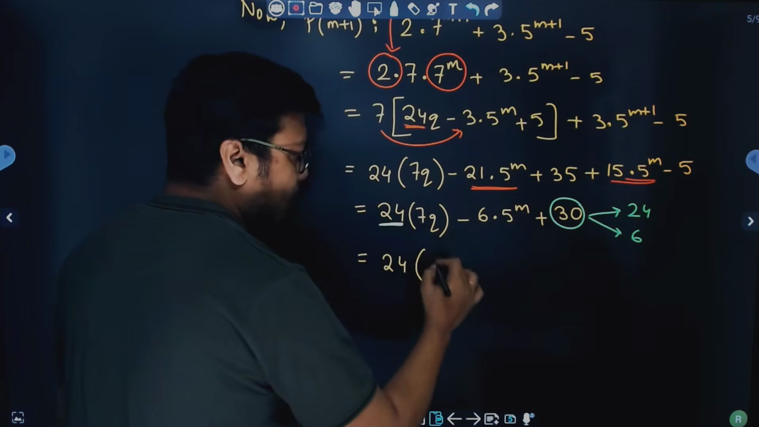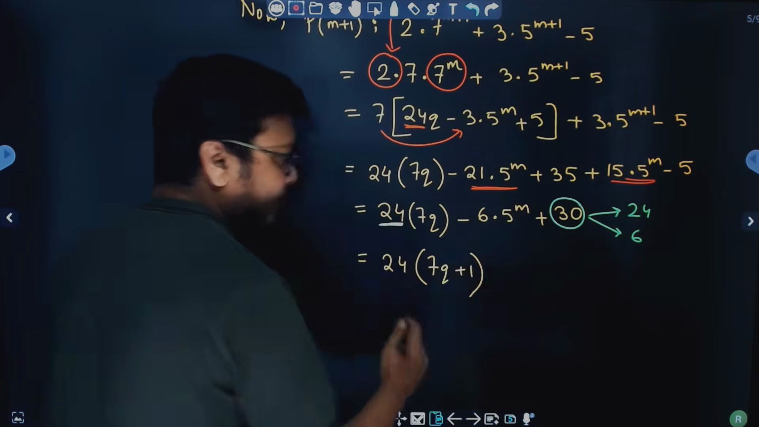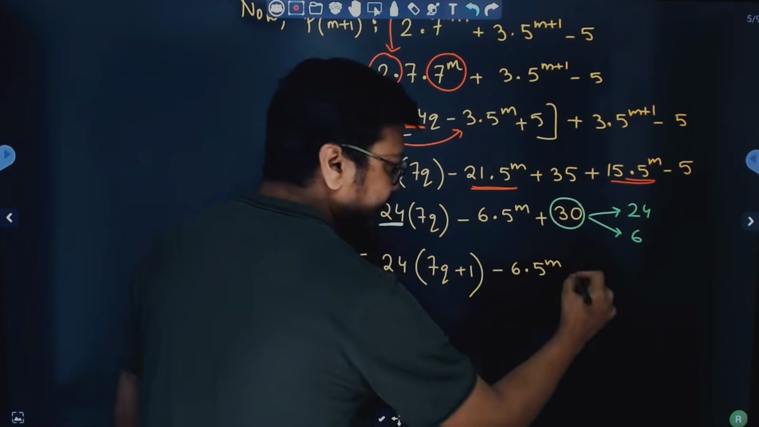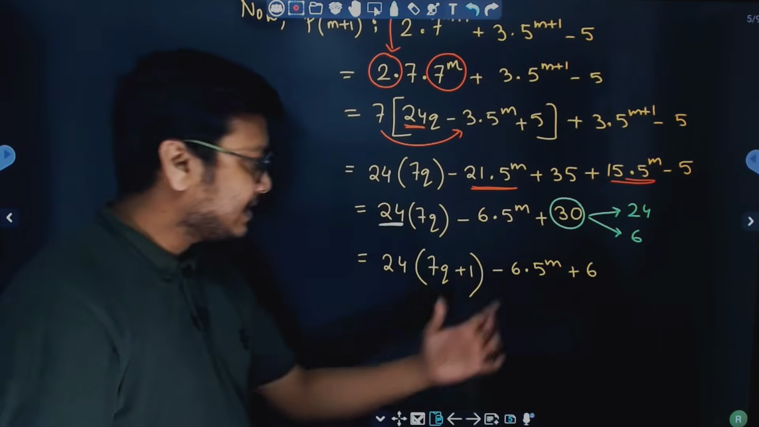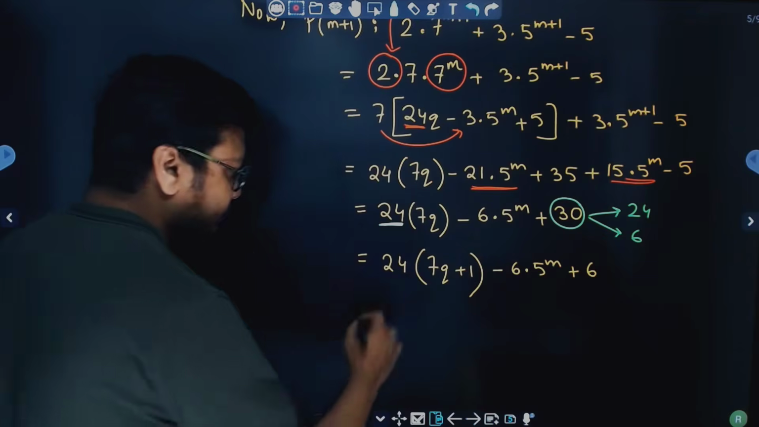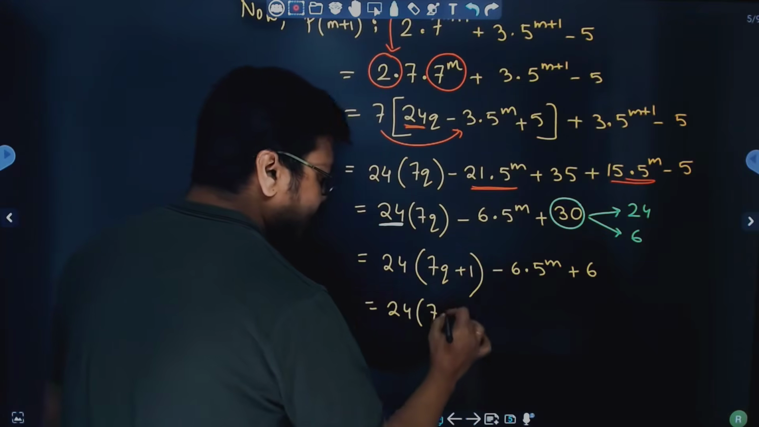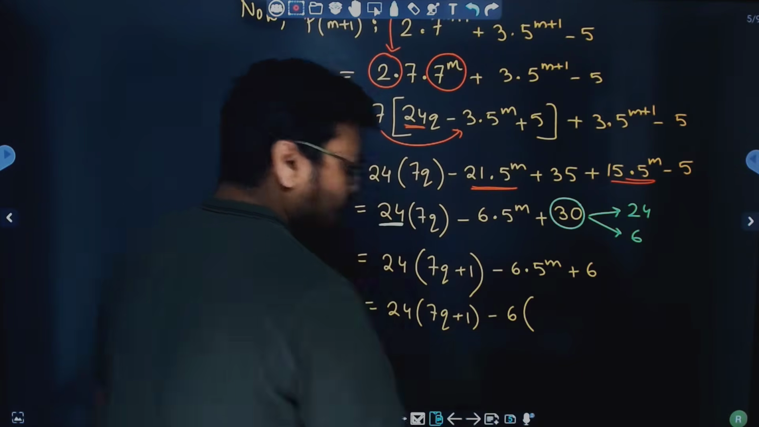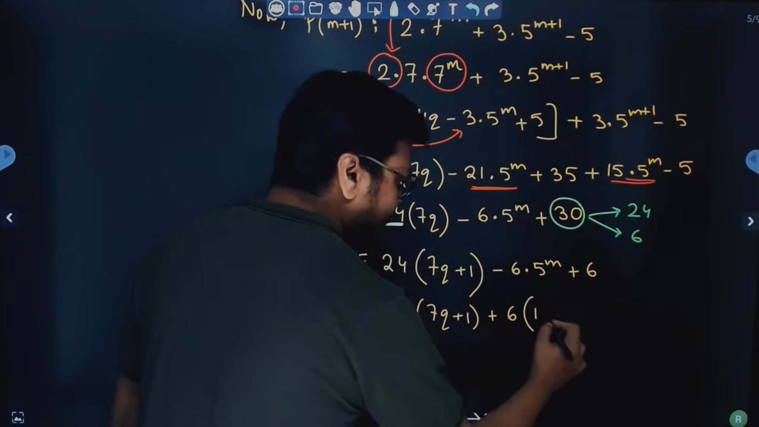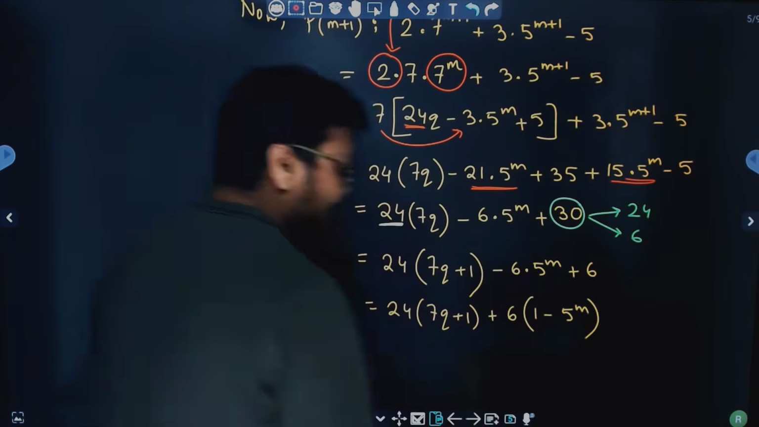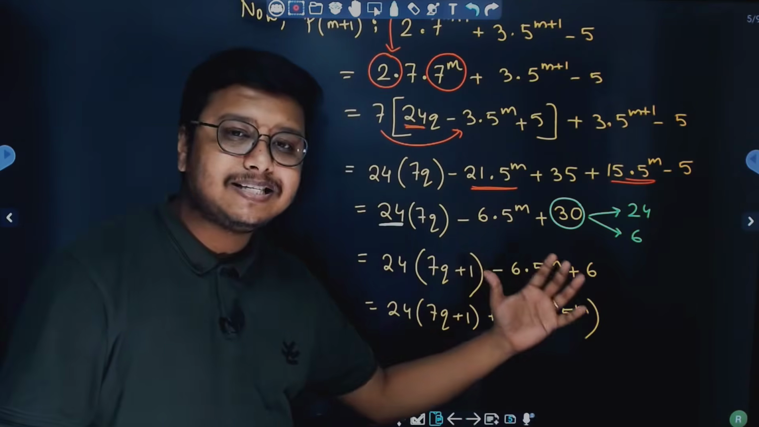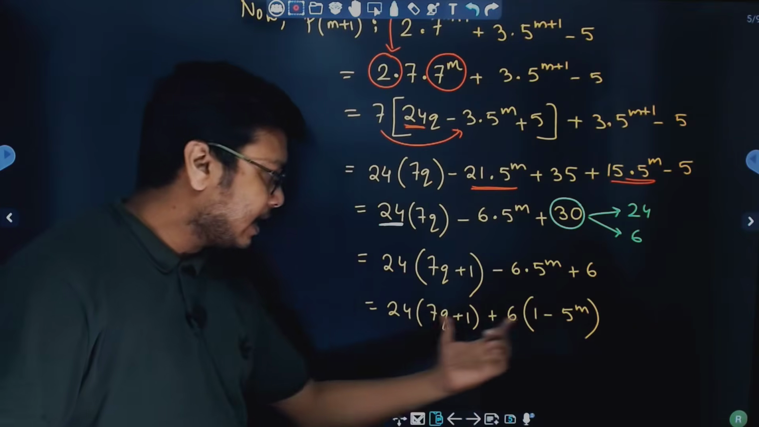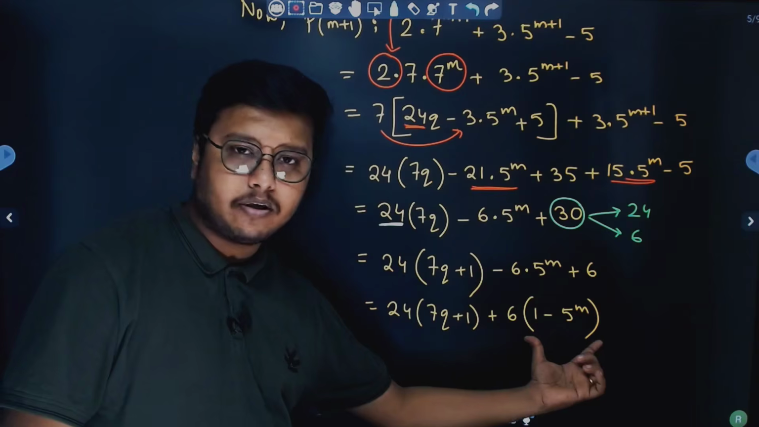So if I take the 24 common, I have 7q plus 1, and the terms remaining are 6 into 5 to the power m and this 6. Okay, so now I can take the 6 common. So 24 times 7q plus 1, plus 6 common, that would give me 1 minus 5 to the power m. Now you might be stuck right over here thinking, how can I take a 24 common out of this? As you can see, you're not getting a 24 right here.